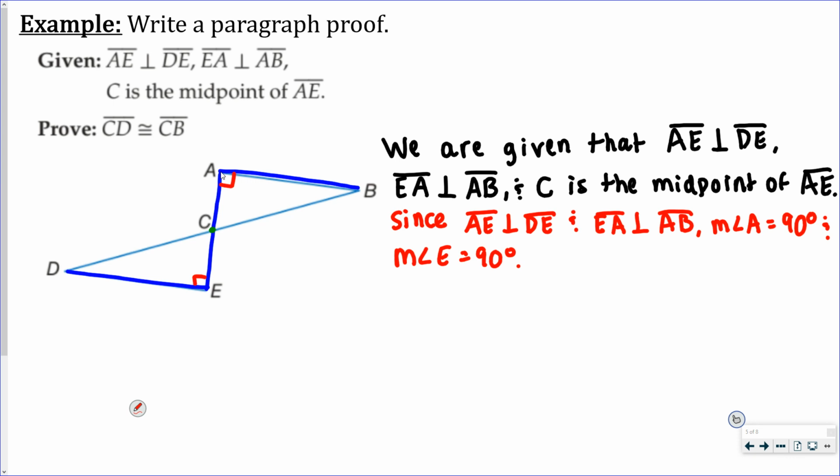So since they're both 90 degrees, what's true about their relationship? Yeah, say it louder, Gwen. They're congruent, right? So let's say that. So angle A is congruent to angle E. All right, so you have one pair of congruent angles.